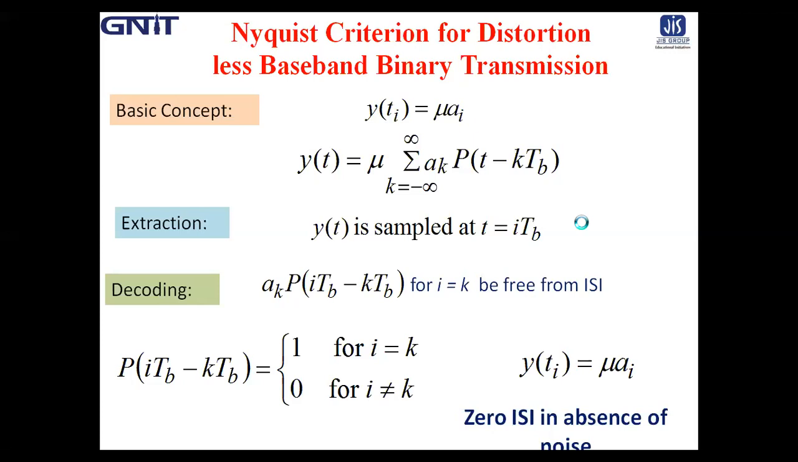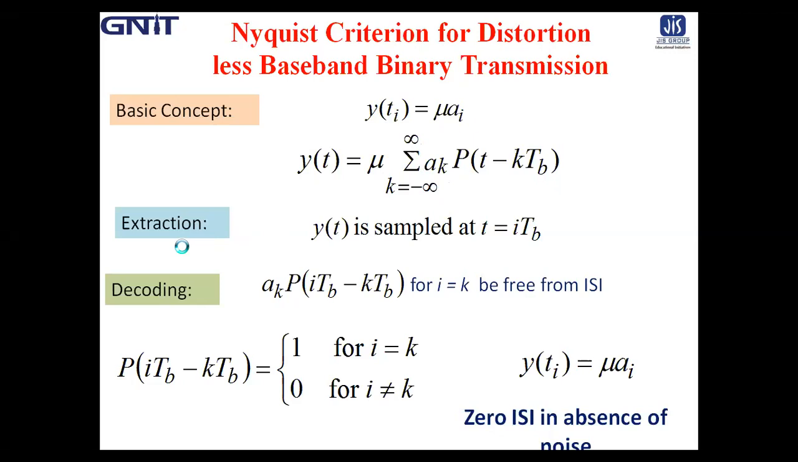Then y(t) is equal to mu into summation over k equal to minus infinity to plus infinity a_k p(t minus k T_b). Then comes the extraction part. Extraction means basically the process of sampling.